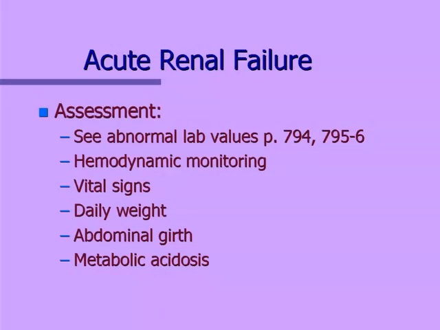You need to assess for uremic frost, which is like little white crystals you'll notice in dependent areas, in areas where moisture collects, because the body has to excrete waste products somehow or another. An abdominal girth needs to be done, and you'll notice that it will be increasing the longer they're in failure. And the patient will also be in metabolic acidosis.